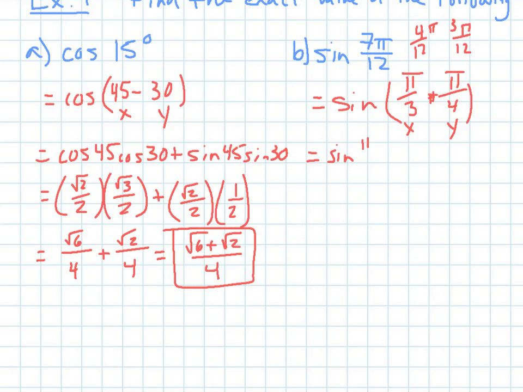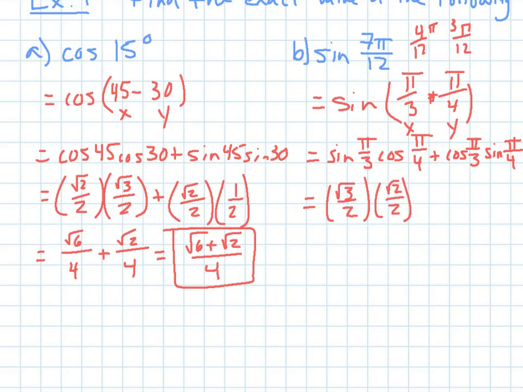So sine of pi over 3 cosine of pi over 4 plus cosine of pi over 3 times sine of pi over 4. Okay? So now I want to insert those values in. So sine of pi over 3 is the square root of 3 over 2. Cosine of pi over 4 is square root of 2 over 2. Plus cosine of pi over 3 is 1/2. And sine of pi over 4 is square root of 2 over 2.